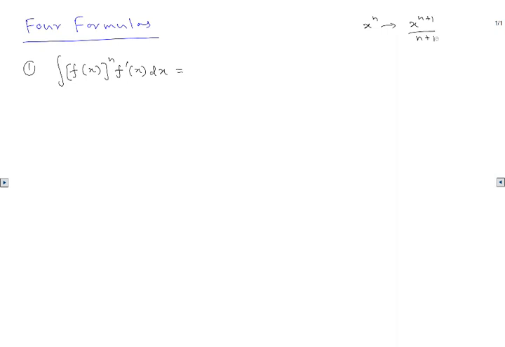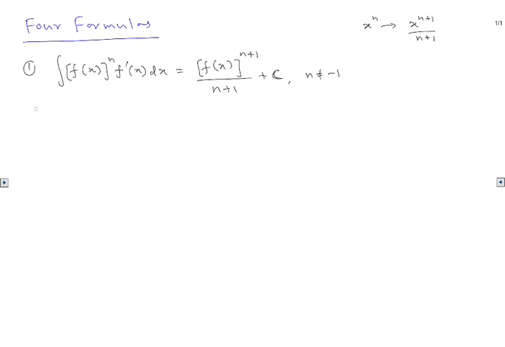You can simply treat f(x) as x. So you're simply going to get f(x) to the n plus 1 power divided by n plus 1, plus c. This is what we call the generalized power rule. That's the first formula, and it works if n is not equal to -1. That's formula number 1.